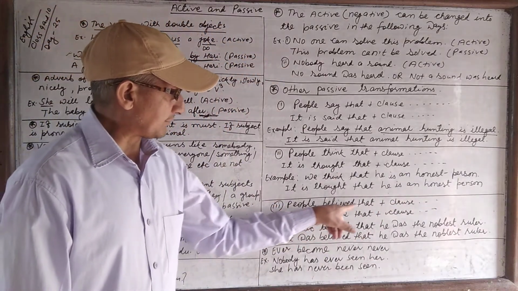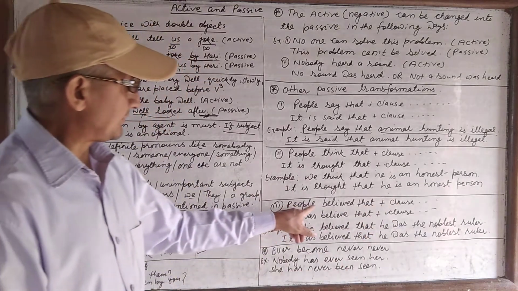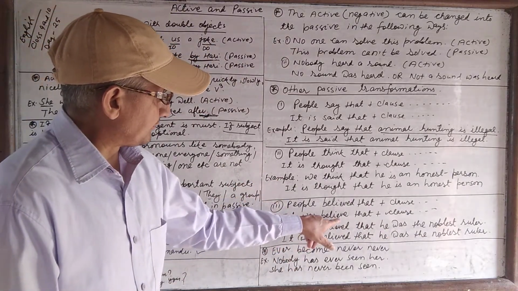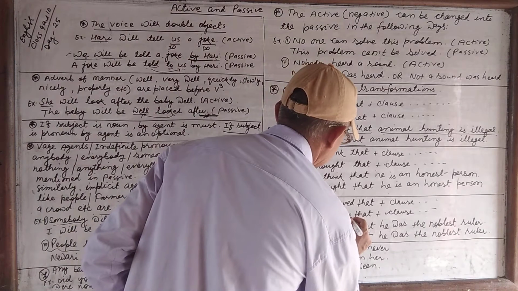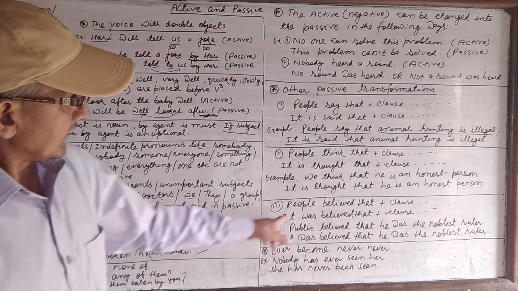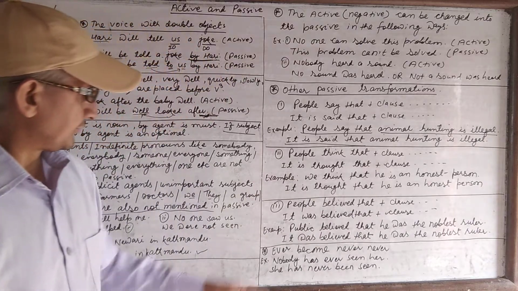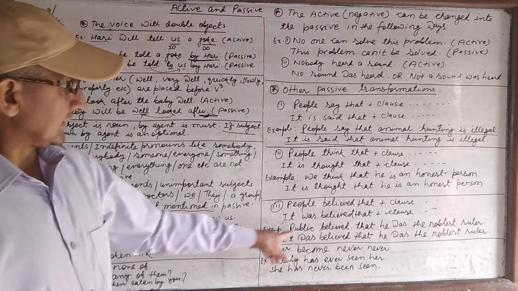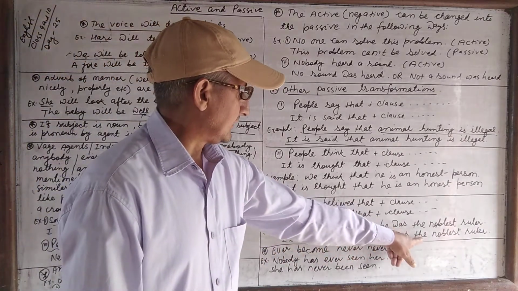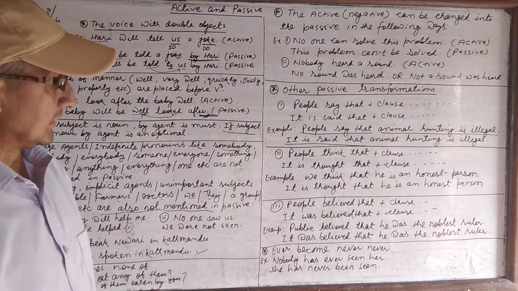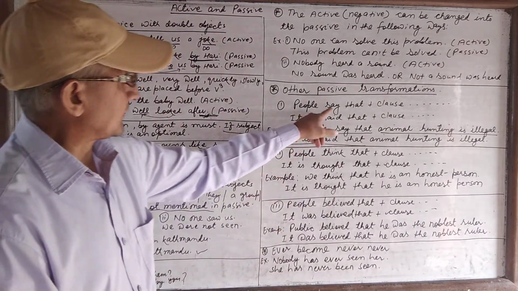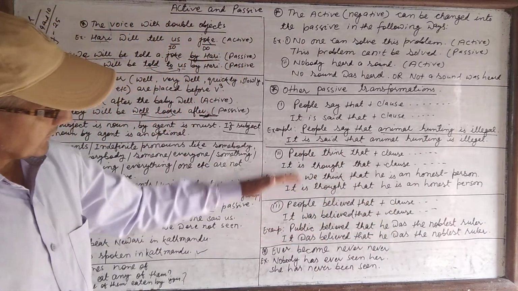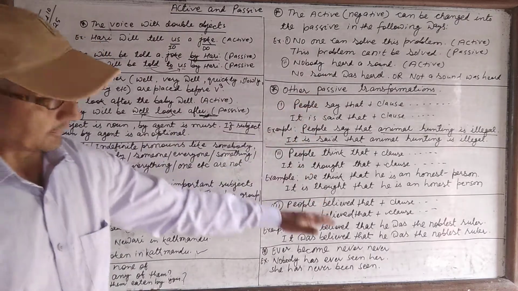Now next is people believe that plus clause. If there is people believe that plus clause, we change into passive: it was believed that plus clause. Public believed that he was the noblest ruler. It is believed that he was the noblest ruler. In this way, if there is people say that, or people think that, or people believe that, we change into passive in the following ways.